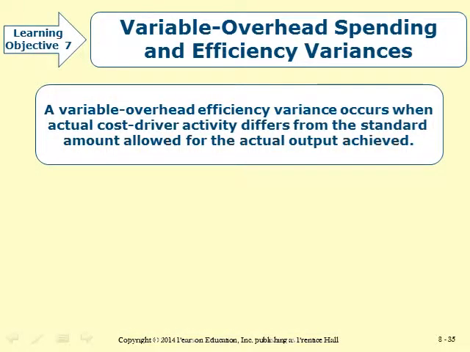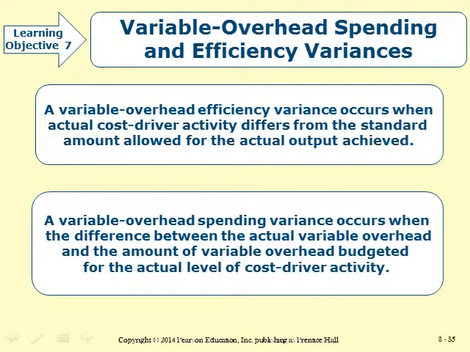And so this talks to the favorable overhead spending and efficiency variances. A variable overhead efficiency variance occurs when the actual cost driver activity differs from the standard amount allowed for the actual output achieved. The variable overhead spending variance occurs when there is a difference between the actual variable overhead and the amount of variable overhead budgeted for the actual level of cost driver activity.